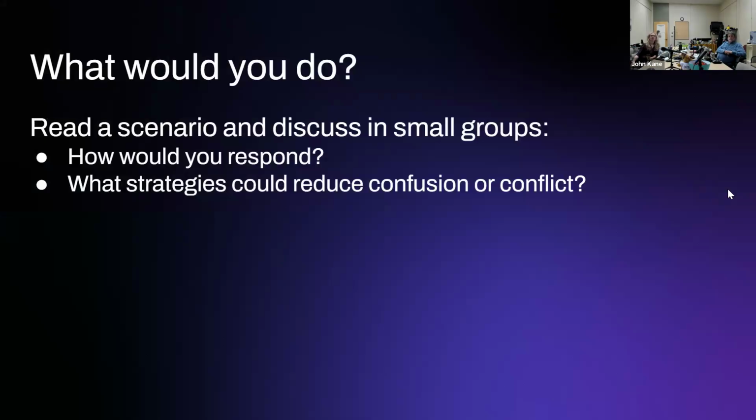Okay, so what we're going to do, because the four of us are a small group, is do this together. I have a couple of scenarios, and I want us to think about what you would do as the instructor in this situation, and then what strategies we could discuss that could either reduce confusion on the student's end, reduce conflict for anyone, or maybe just be a nice way to approach the scenario if this happens to you. So let's do the first one.